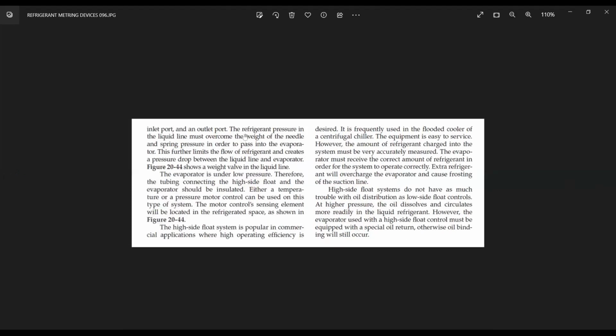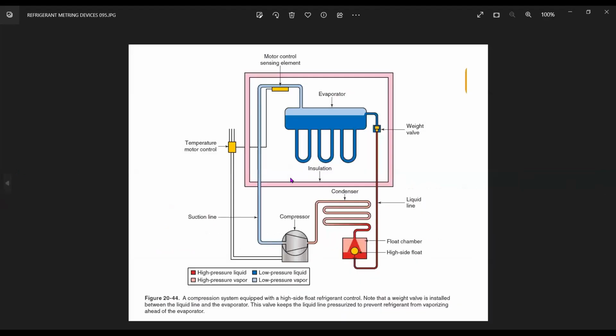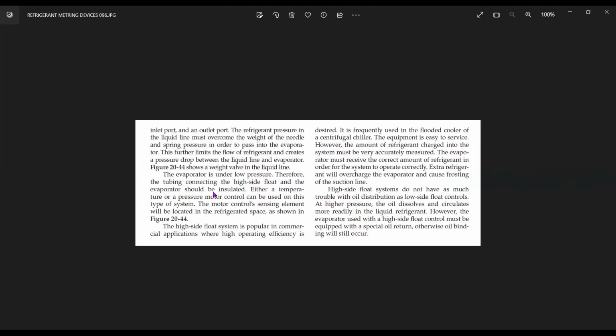So the refrigerant pressure in the liquid line must overcome the weight of the needle and the spring pressure in order to pass to the evaporator. So basically वो उसको नीचे load करके रखता है. Only when the flow of refrigerant is sufficiently high, it will open, and that is basically creating a pressure drop, which is required. Because otherwise this has to be very near to the evaporator. The evaporator is under low pressure and therefore the tubing connection and the high side float and the evaporator should be insulated. That means obviously otherwise you will be affected by frosting and everything.